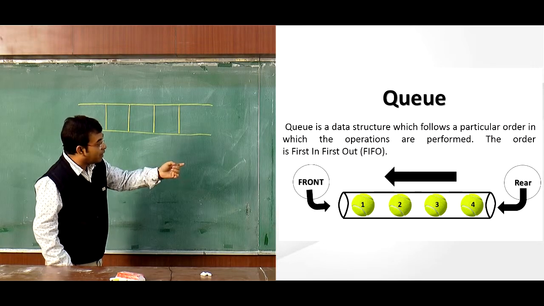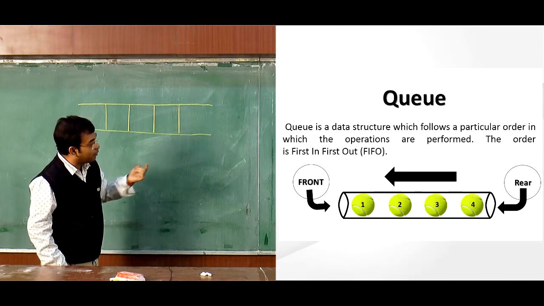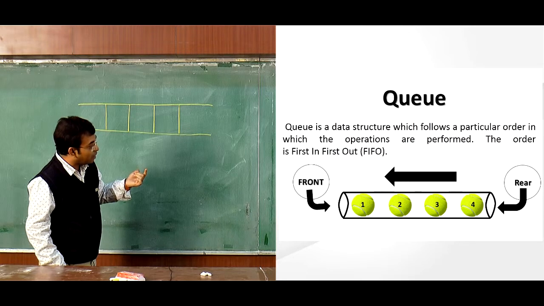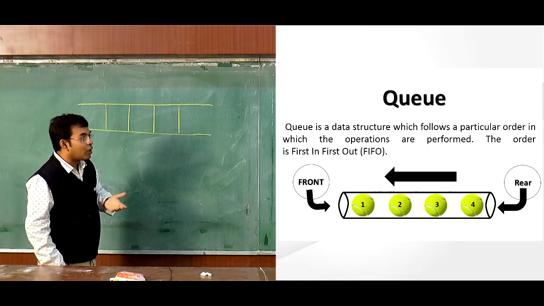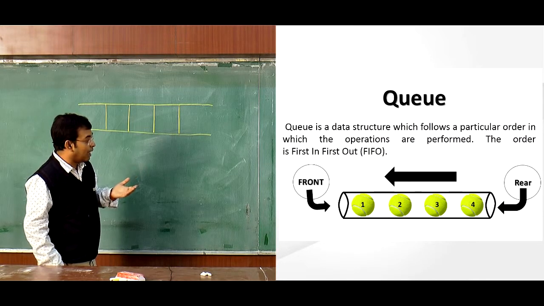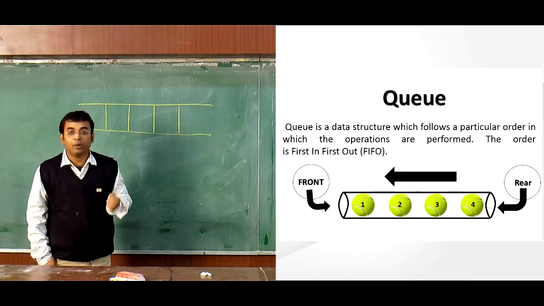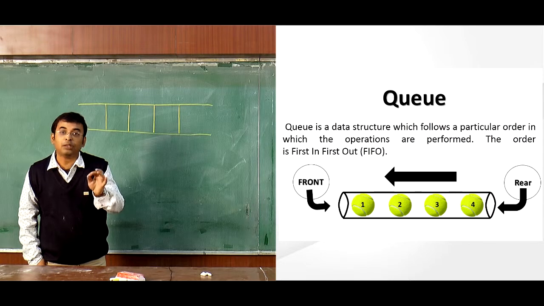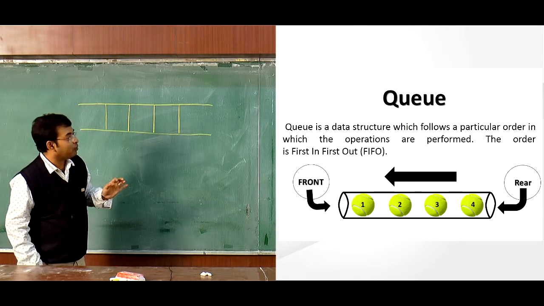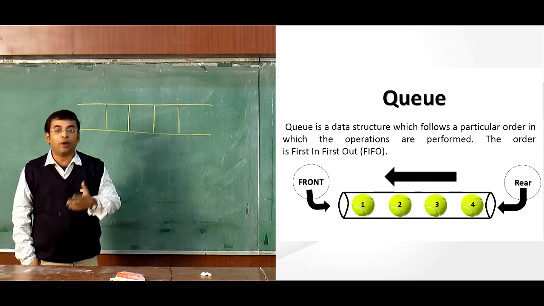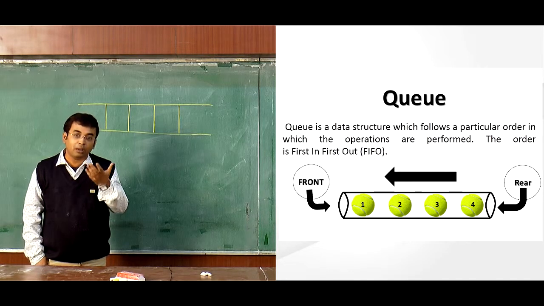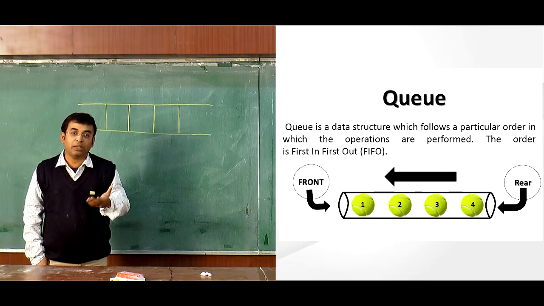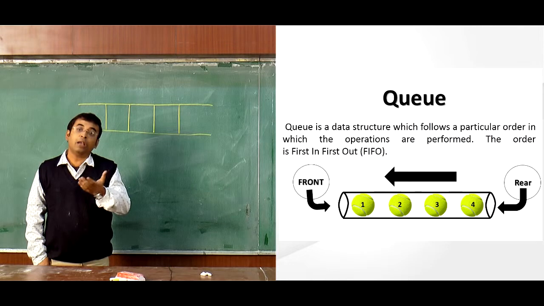Now we take out the first ball first, then the second ball, the third ball and the fourth ball. The conclusion from that observation is, once again, first in, first out, right. Whenever we are defining a queue, the main thing you have to understand is the order, that is first in and first out.